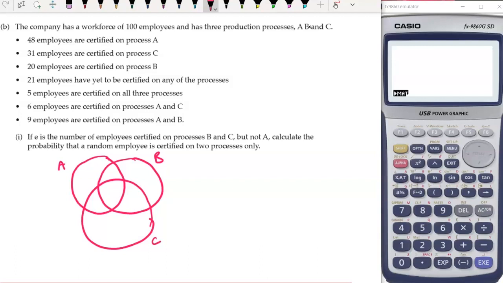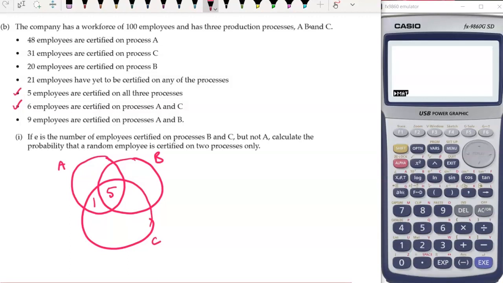I'm looking for one that covers as much as possible to start with. So that's this one just here. So 5 employees are certified on all 3 of those, so that can go in the middle. Then the 6 employees that are certified on both A and C is going to be where A and C overlap is this much, and that has to add up to 6. So we will have 1 in the other space just here, and we've used that bullet point.